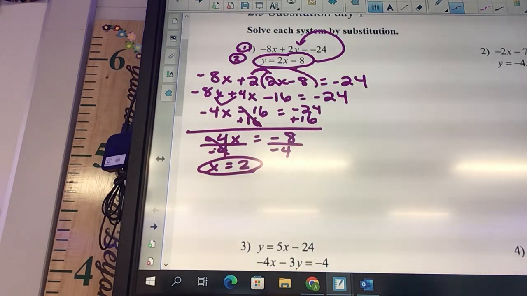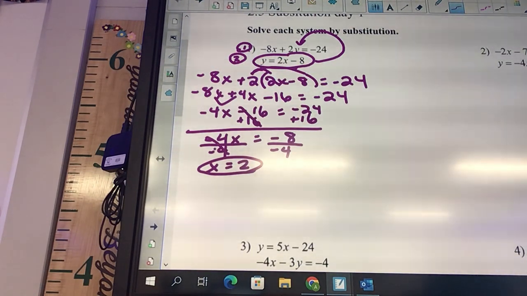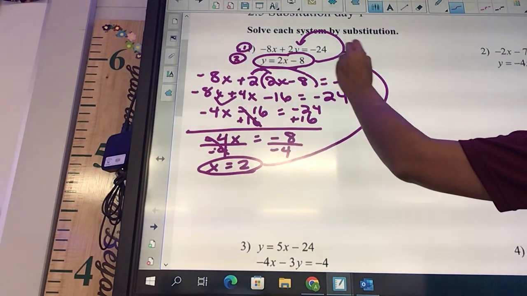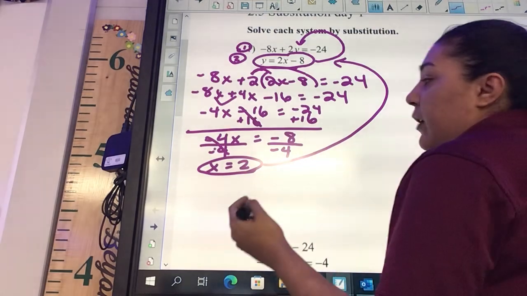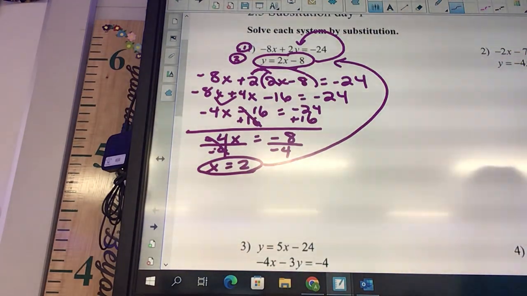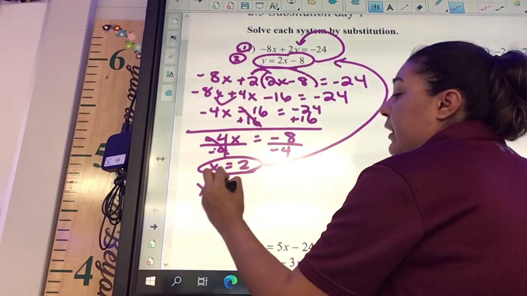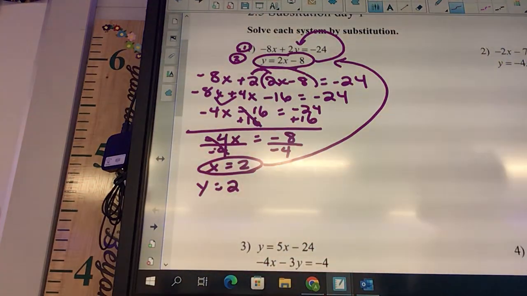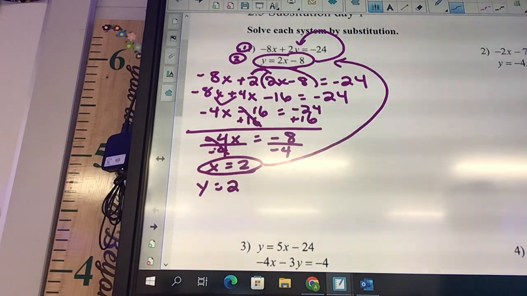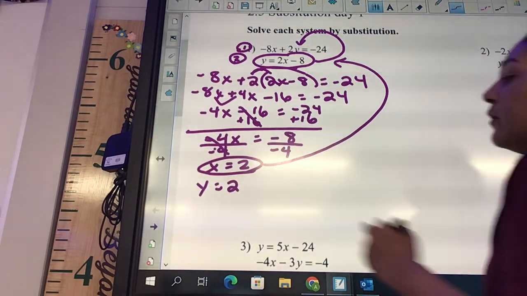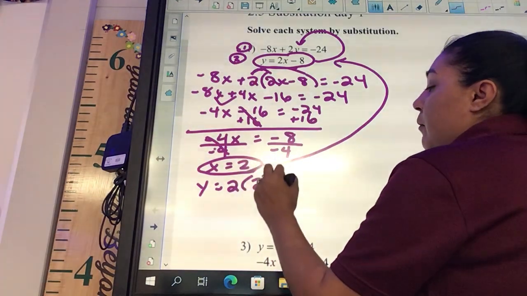Okay. Have we solved for everything? No, not yet. See how I have something circled above at the very top? That's where we plug in to do the y. And it looks like, oh my gosh, we're not finished. It's not that bad because you can type it all into the calculator. If you wrote it by hand, y equals 2, and instead of x, we know what x is: parentheses, 2, minus 8.